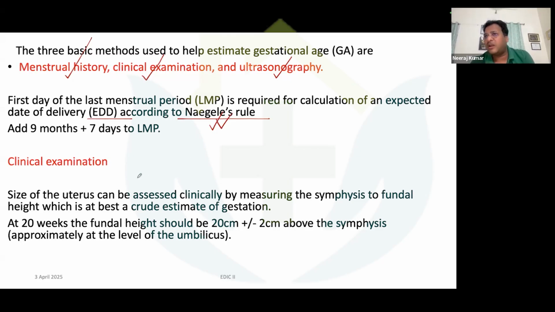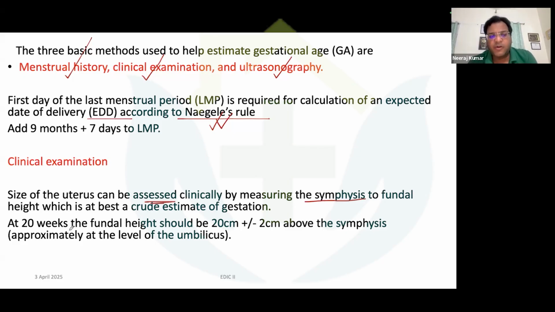Now coming to the next part, that is your clinical examination. So how can you do that clinical examination? By knowing the size of the uterus. And how will you assess the size of the uterus? By clinically measuring the length from the symphysis to the fundal height, which is the best but a crude method of estimation of gestational age. So what does it mean?